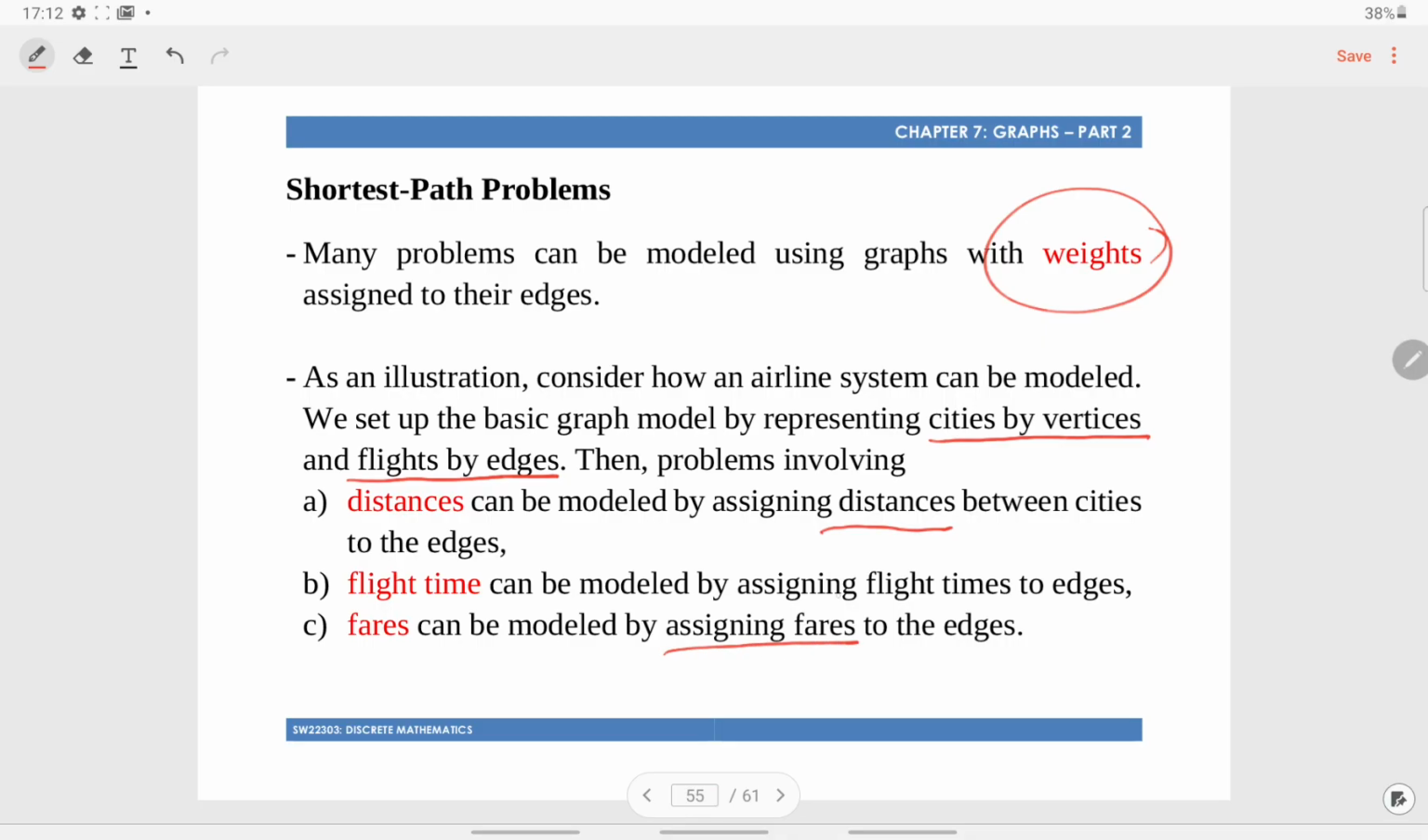All the values assigned to the edges are in the form of numbers. Distance can be represented in numbers, for example, 1,000 kilometers. 1,000 kilometers is a number. Assigning flight times, for example, 0830, means 8:30 a.m. This is also a number. Assigning fares, for example, how many dollars, or ringgit, RM 500. So 500 is a number. So we can assign numbers to the edges, and all these numbers are referred to as weights.